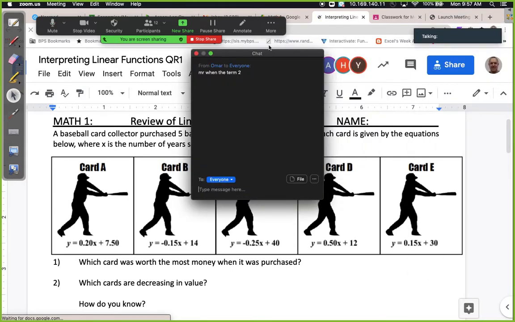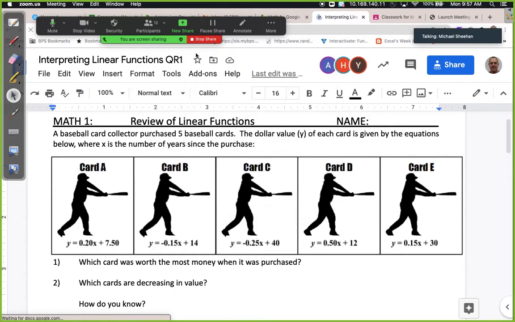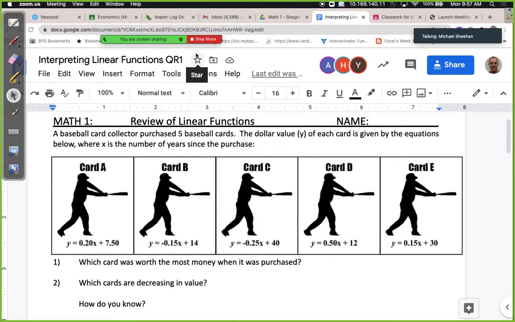Let's see, what do we have here? The term ends, I don't know, we have at least 4 more weeks on the term. All right, so you've seen this. You had a homework on Wednesday that looked kind of like this. It says, which card was worth the most money when it was purchased?